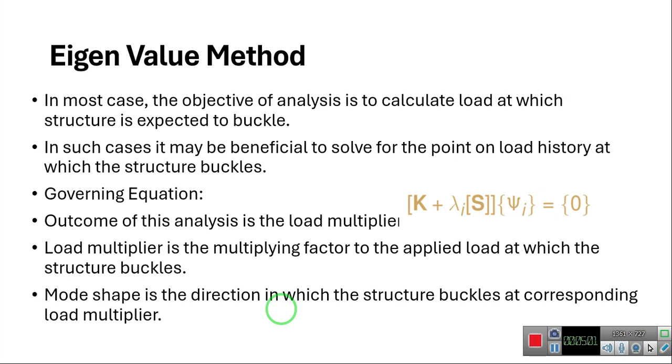That's why it's called the eigenvalue method. Whenever we use this method, there are two outputs we get. The first one is the load multiplier, and then we get the mode shape. The load multiplier is not basically the critical load. We have to multiply this load multiplier with the applied load in the static analysis. The second one is the mode shape. We will get both from this analysis.